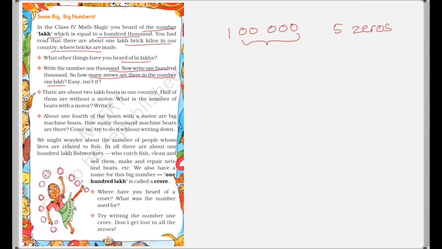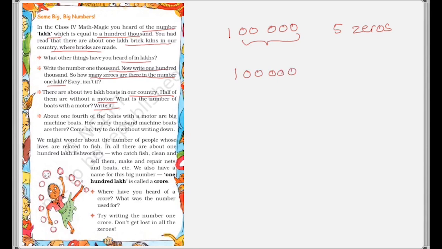Now there are about 2 lakh boats in our country. Half of them are without a motor. So what is the number of boats with a motor? Write it. There are 2 lakhs, and if half are with a motor and half are without a motor, then 1 lakh boats are with a motor.